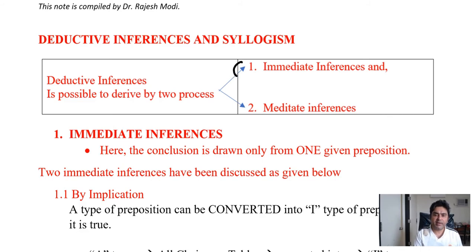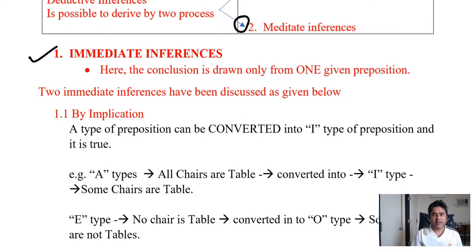By implication, the proposition can be converted into I type of proposition and it is true. For example, all chairs are table. Now we already discussed this is an A type of proposition. A can be converted into I. I means it is starting from some. So you can say some chairs are table. So you can go from A to I, means universal affirmative proposition to particular affirmative proposition. Are you clear? So it is known as converted.